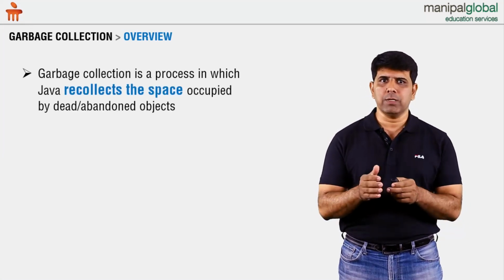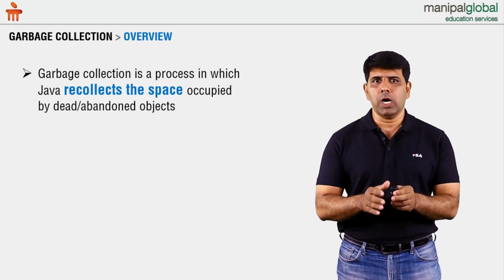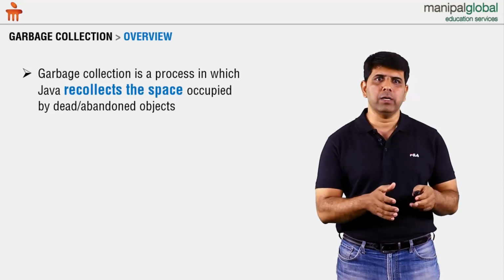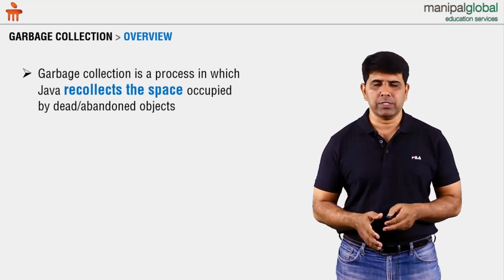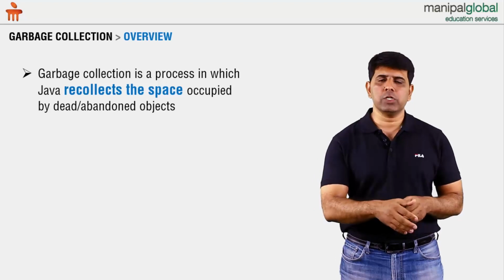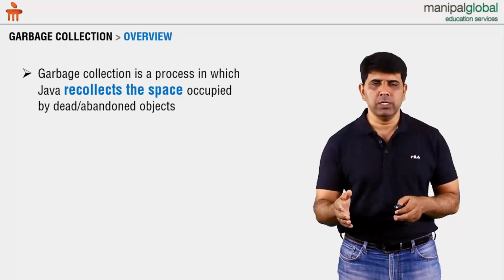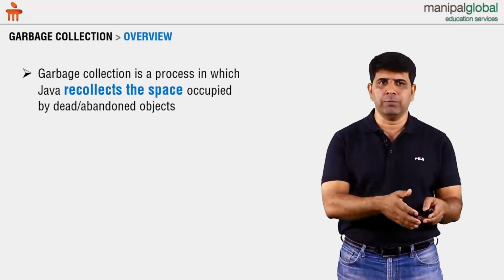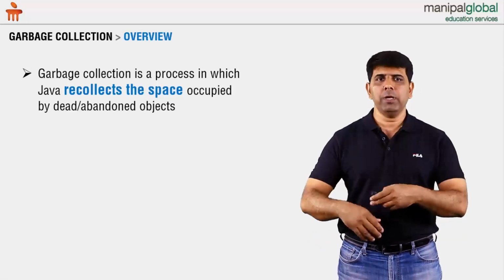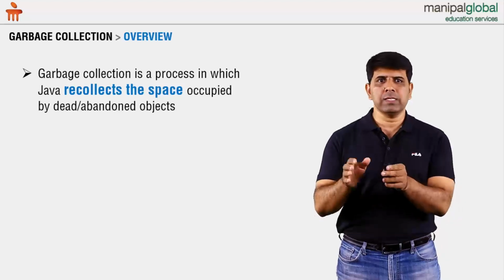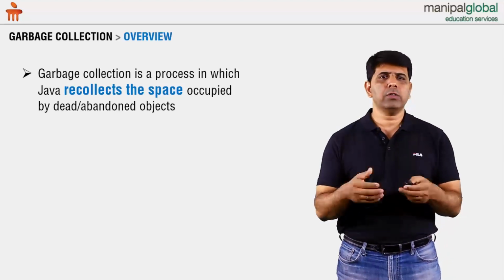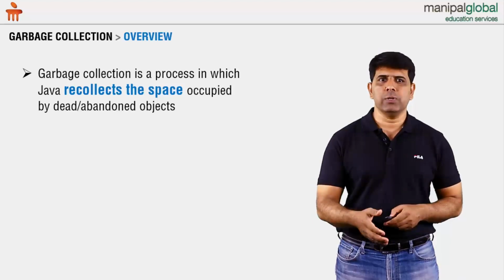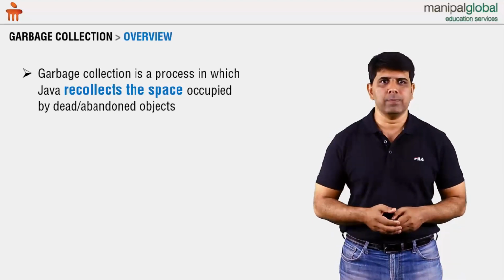Garbage collection is a process in which Java recollects all the space occupied by dead or abandoned objects. Meaning you had a reference pointing to an object, and now you make the same reference point to another object, or you set the object reference equal to null. The previously allocated object is abandoned and not going to be reachable, so you can't access it. So they are unreachable, abandoned or dead objects for us.